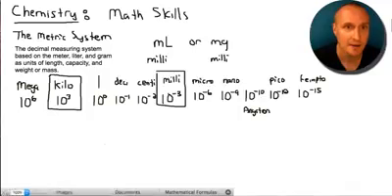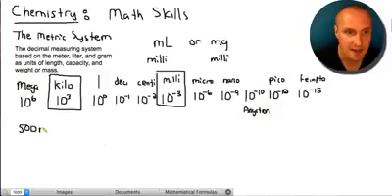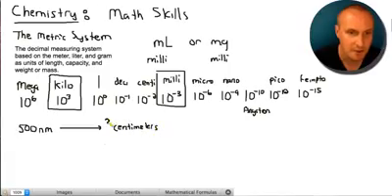Okay? All right, so what should we convert? Well, why don't we convert what you typically may see in chemistry? Let's convert 500 nanometers. Let's convert it to, just to be fun, let's go all the way to centimeters. So that's our question mark, okay?